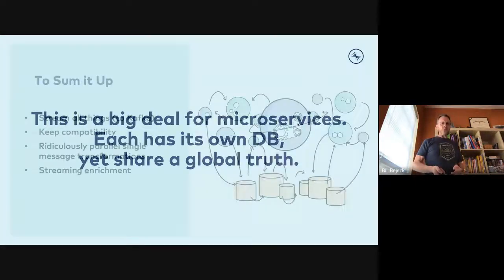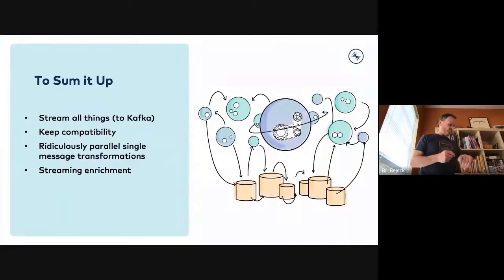So to sum it up, we've got the patterns we talked about. We're streaming everything into Kafka. Kafka is your central nervous system for data. Keeping compatibility, where your event object, your model object that's streaming through, that's your API. And you need to keep that. That's what everybody else is using as the contract. So you need to keep compatibility with those.